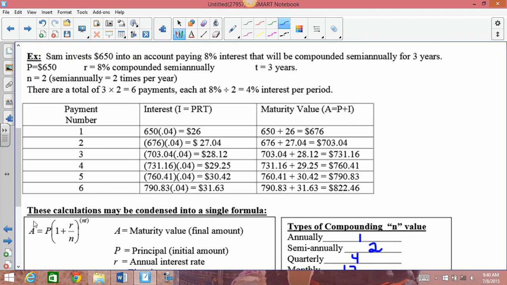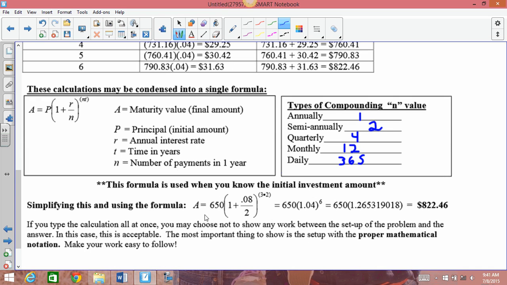So what I'd like to do now is to show you that I can do all of this work up here in the table by using this clear, concise formula. So if I come down to my formula, A equals P, how much I put in, $650, 1 plus my rate, 0.08, divided by 2, because that's my N, and I compound it semi-annually, so twice a year, raising it to the N times T, so my N is 2 times 3 years.